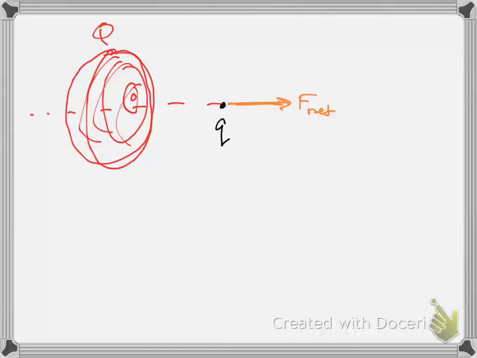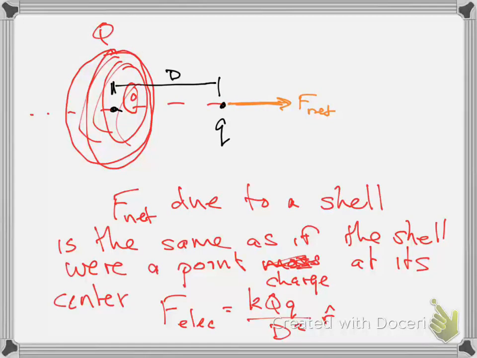And what Newton's shell theorem told us is that the net force due to a shell is the same as if the shell were a point charge, not a point mass, but a point charge at its center. So the electric force between a shell of charge and a point charge q is k Q q over d squared, where d is now the distance between the center of the spherical shell and the point charge, and it's in the radial direction, still as shown. And the shell theorem goes on to say that if I'm inside this shell of charge, the net electric force is 0.